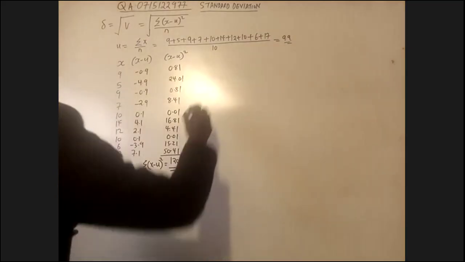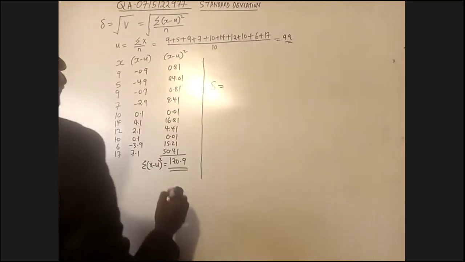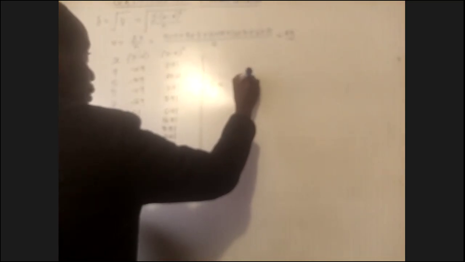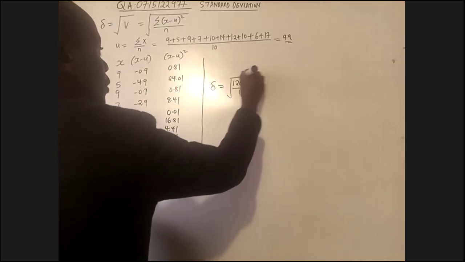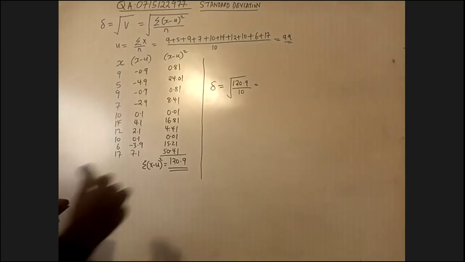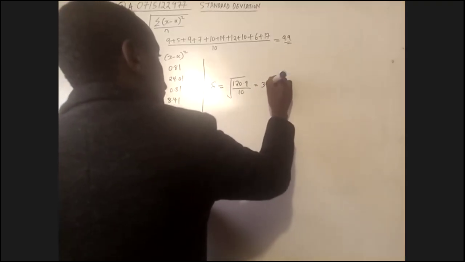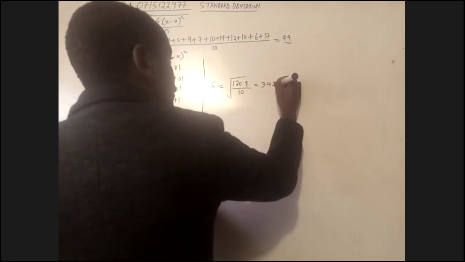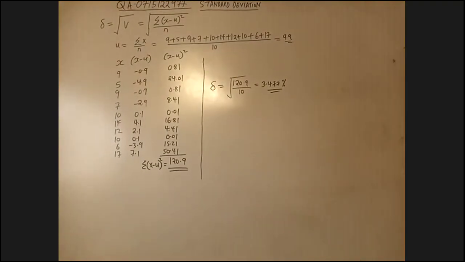Now we input our formula. The standard deviation will be the summation of 120.9 over n, which is 10, then the square root. So divided by 10, then the square root of that answer. Now our standard deviation is 3.477. Our answer is always expressed in percentage.